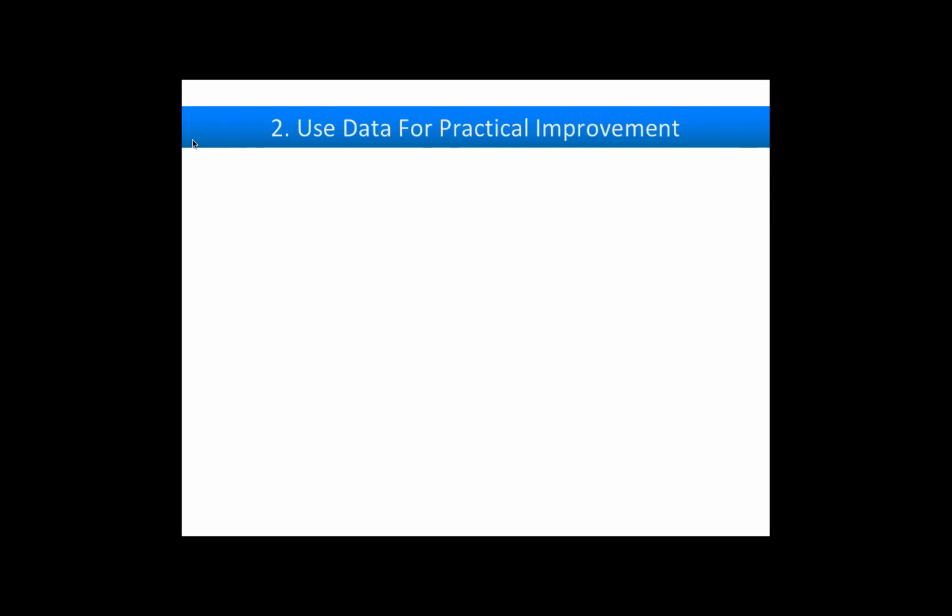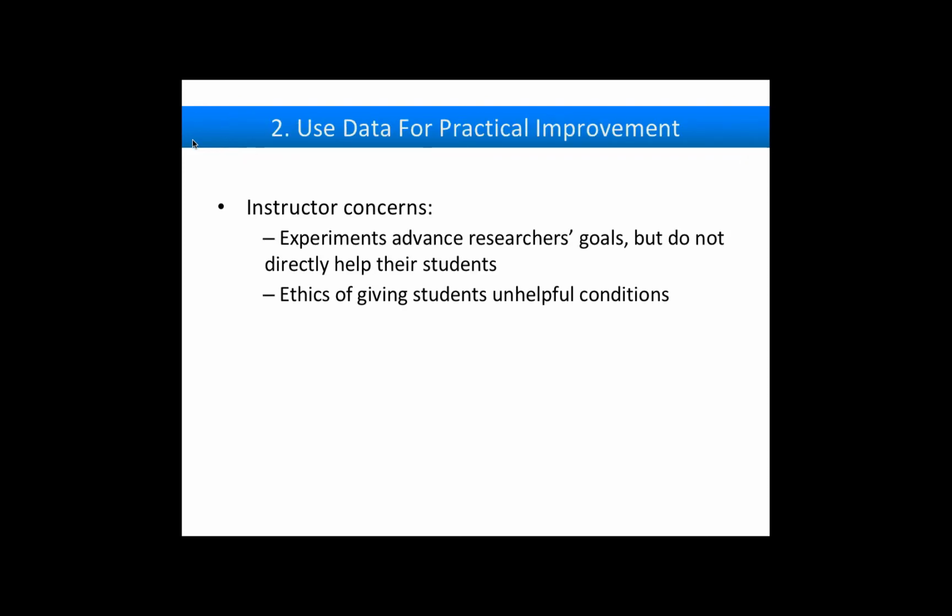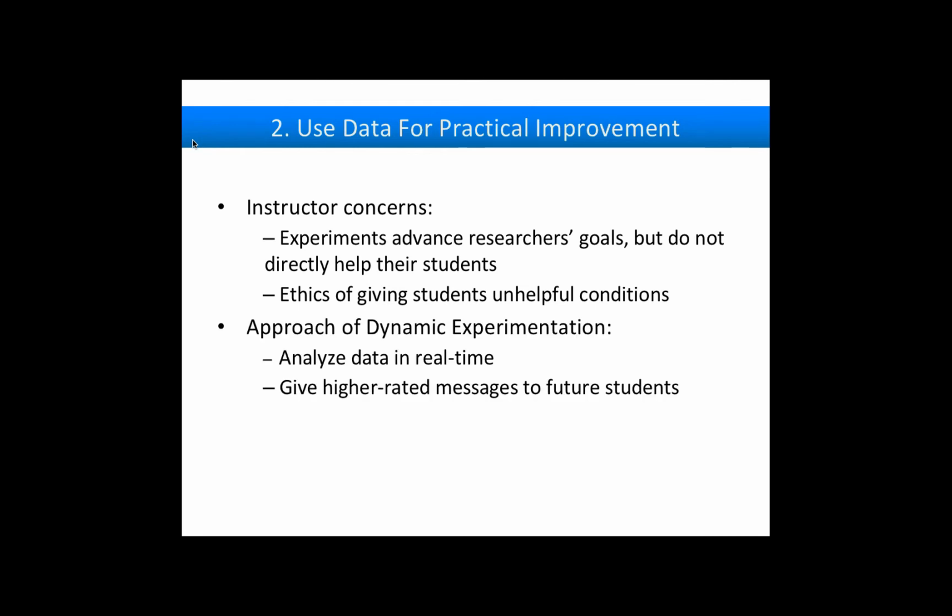So in using data for practical improvement, some of the instructor concerns are, well, experiments often advance researchers' goals. They learn something, they can publish a paper, but how is it helping their students who might be involved in experiments? In particular, instructors are concerned about the ethics of giving students conditions that we might have evidence are unhelpful. So our approach to this is to think about dynamic experimentation.